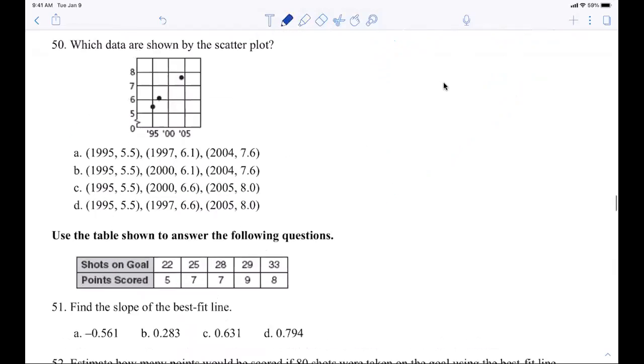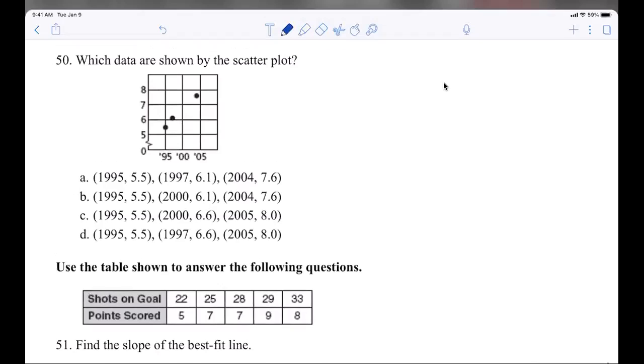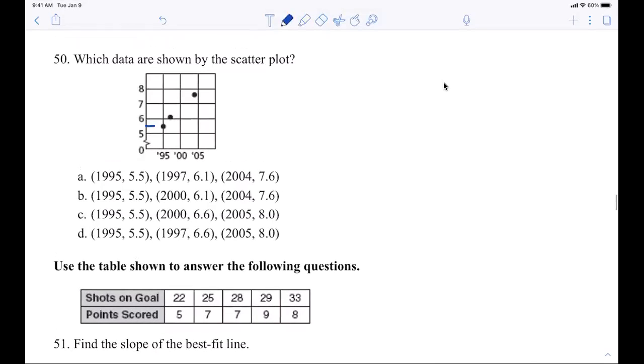All right, now it's just a matter of you just figuring out that 1995 is about 5.5. So all of these are still good. And then the next one is a little bit more than 6, but it's definitely not in the year 2000. So these are out.